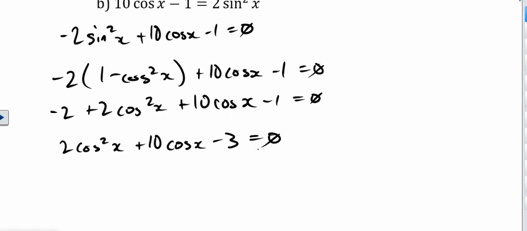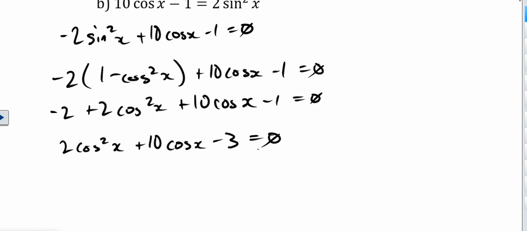b squared minus 4ac: b squared is 100, right? And then since c is negative, I'm actually going to be adding. So plus 4 times 2 times 3 is 124. What do we conclude from that? b squared minus 4ac is 124.